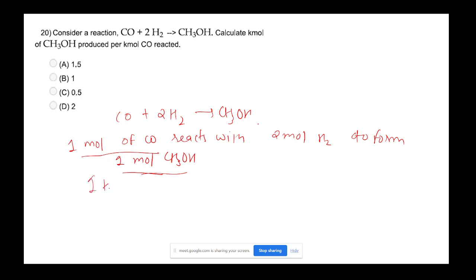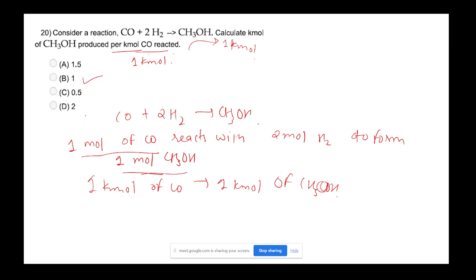So 1 mole of CO gives 1 mole of CH3OH. If I have 1 kilomole of CO, it will give me 1 kilomole of CH3OH. What we are asked is per kilomole of CO reacted, which means 1 kilomole of CO is reacted. So how much CH3OH will be formed? It is nothing but 1 kilomole. Answer is 1.